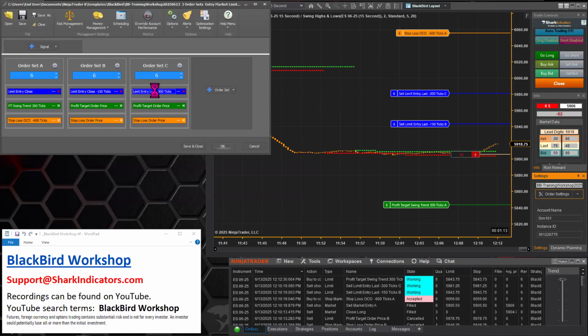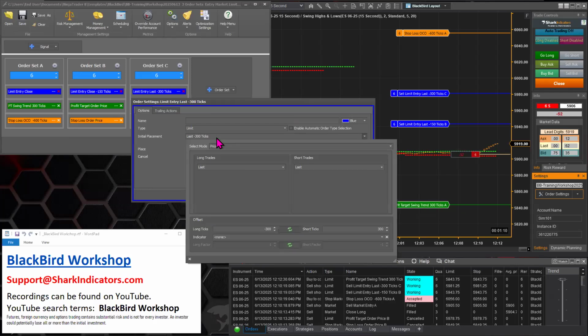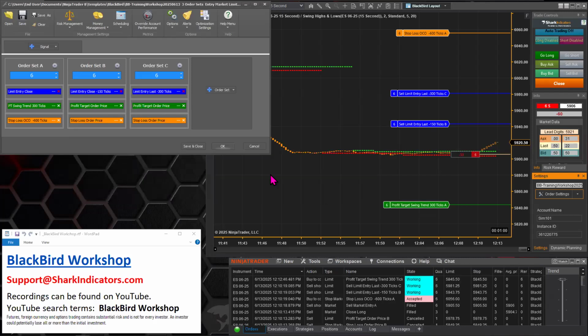So let's go into this other one. And adjust that to the closing price. So this closing price here that's being referenced, they're all the same. They're all the closing price from the same bar there, right? So always keep in mind that the way Blackbird is designed, it's designed for the typical trader.